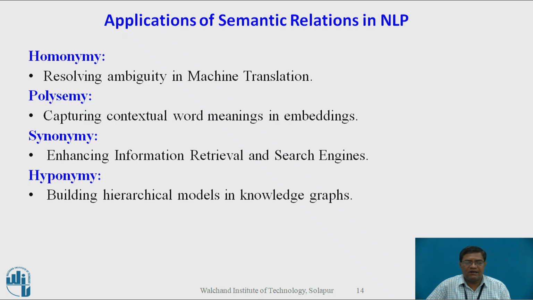Applications of semantic relations in natural language processing. Homonymy is used for resolving ambiguity in machine translation. There are ambiguous words while translating from one natural language into another natural language. Polysemy is used for capturing contextual word meaning in embeddings. Synonymy: enhancing information retrieval and search engines.